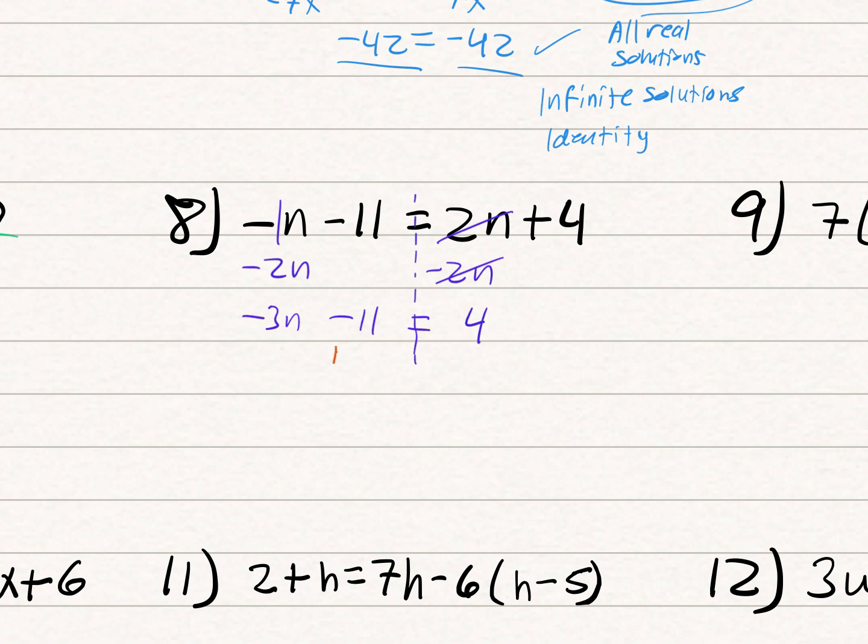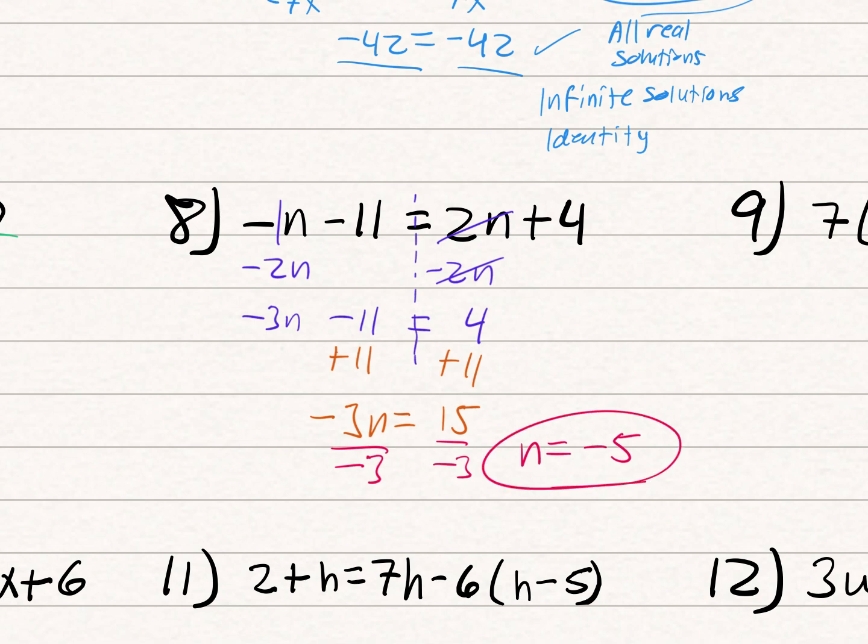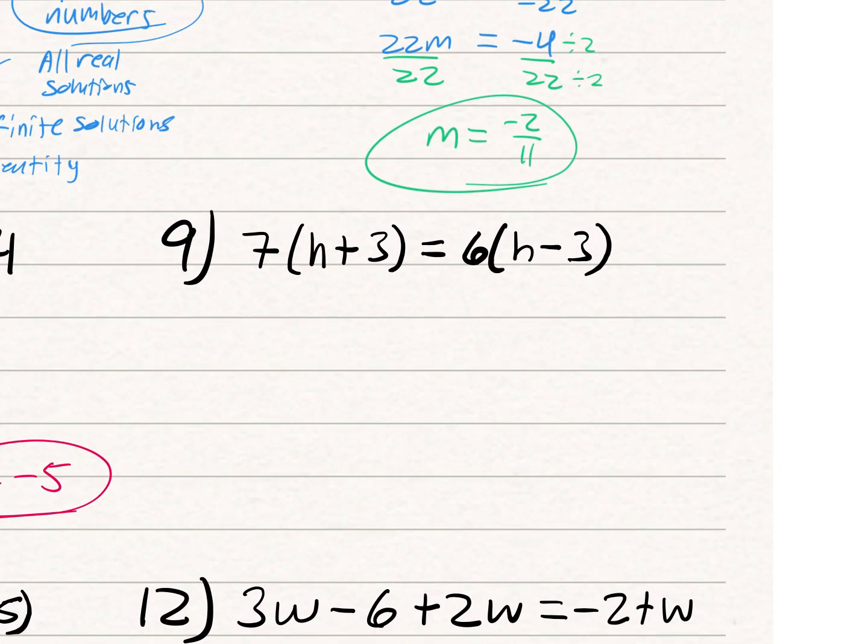All right, and now let's add 11 on both sides. So then we get -3n equals 15. And then you want to divide by -3 on both sides. So you get n equals -5. All right, let's look at this one now.